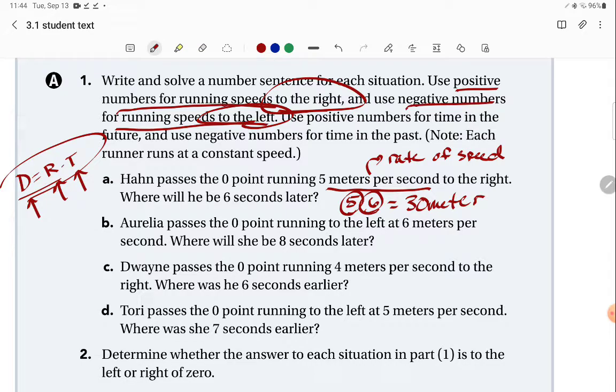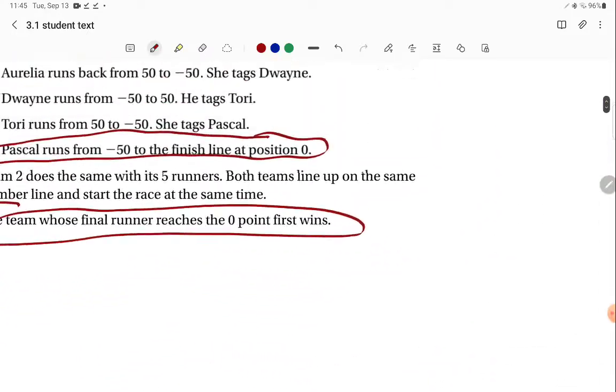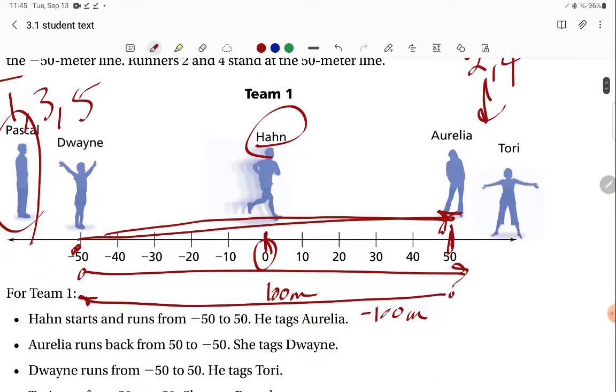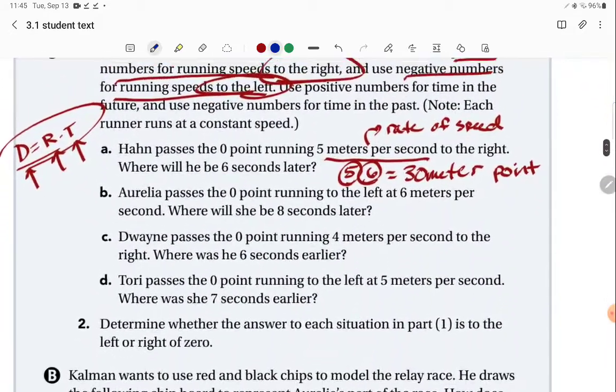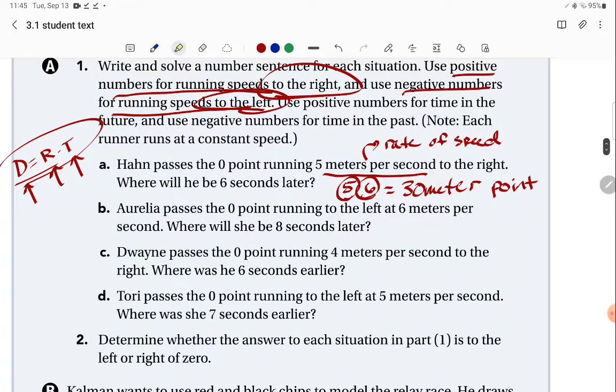So it says, where will he be 6 seconds later? He's going to be at the 30-meter point, right? If he passes 0, so here he is, he's running, or she, I'm not really sure. So this person is running, they pass 0, running here at 5 meters per second, right? And then they're going to be right here at the 30-meter point. Okay, so that's our answer for that first one.